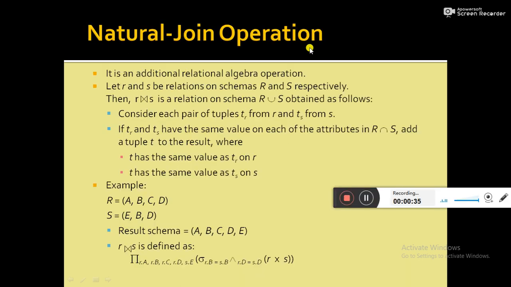First of all, it is not a basic relational algebra operation, rather it's an additional relational algebra operation. The second thing is that it's a binary operation, and natural join operation basically allows us to combine two operations into a single operation. So natural join operation combines two operations into a single operation.